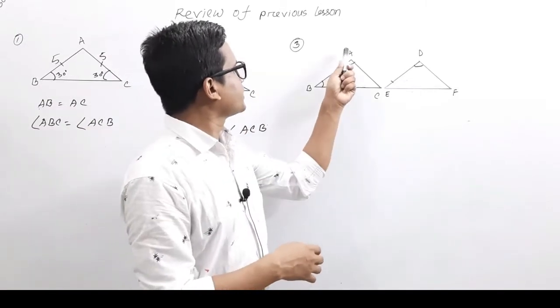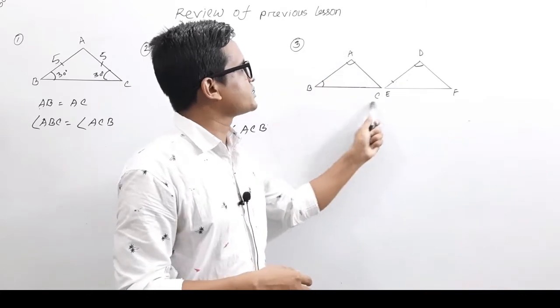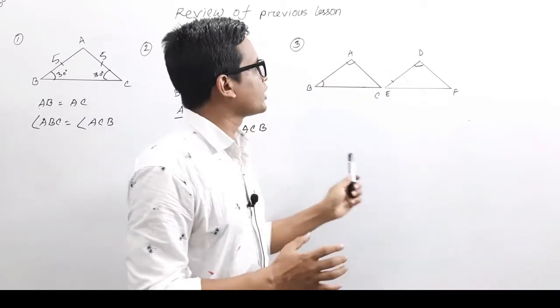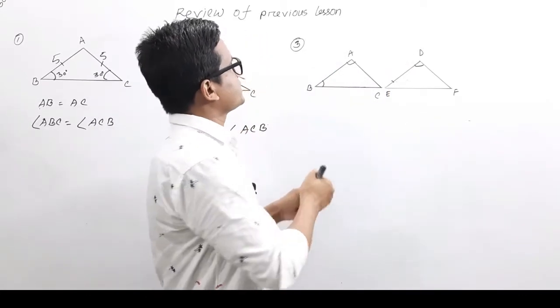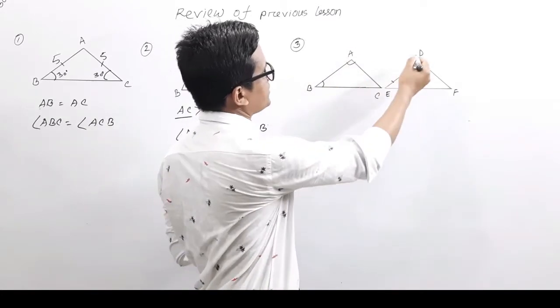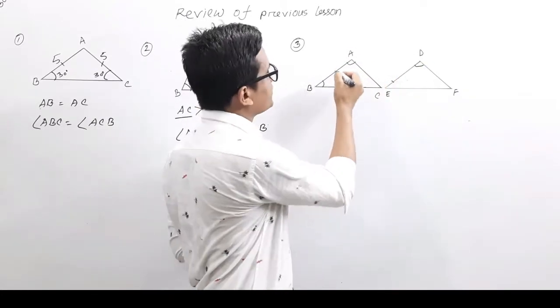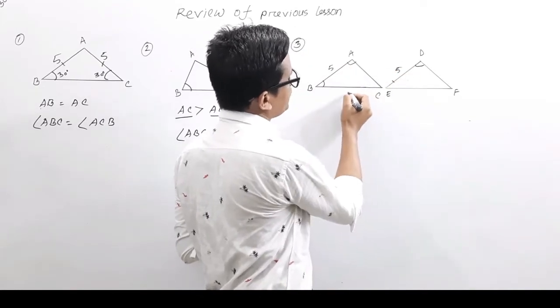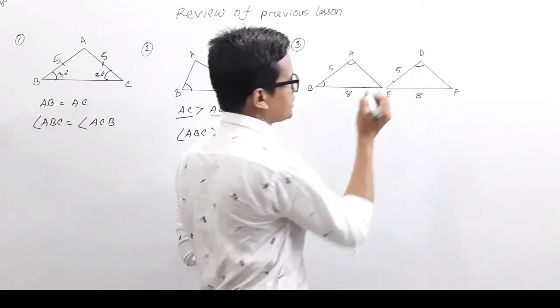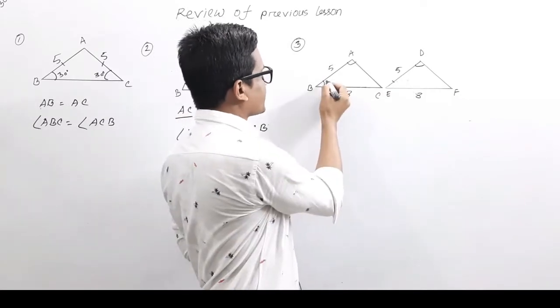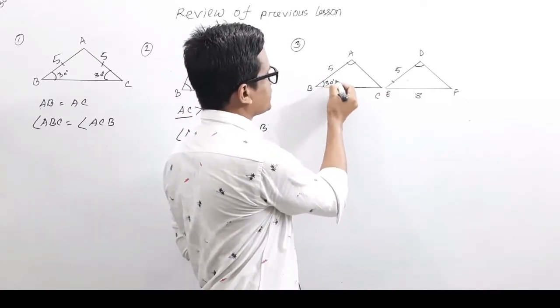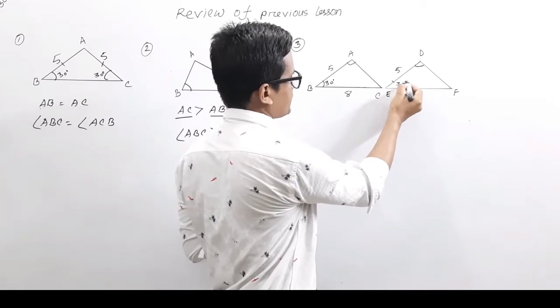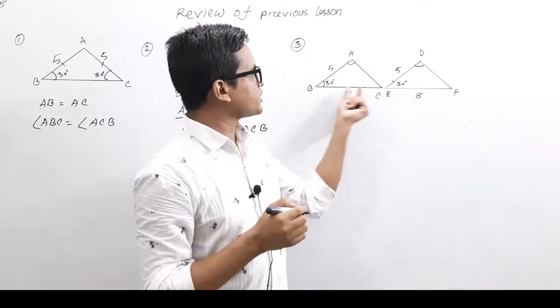Number three, I have drawn two triangles, ABC and DEF. Students, why have I drawn this one? Suppose the AB side and the DE side measure 5 centimeter and 5 centimeter. Suppose this one is 8 centimeter, this one is 8 centimeter. And the included angle is suppose 30 degree and this one is also 30 degree.